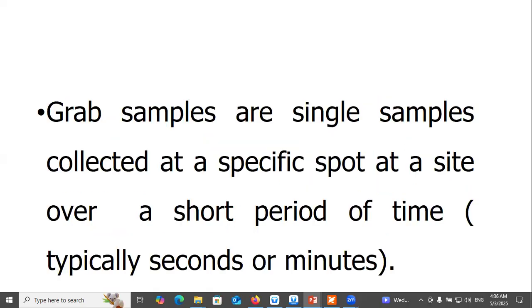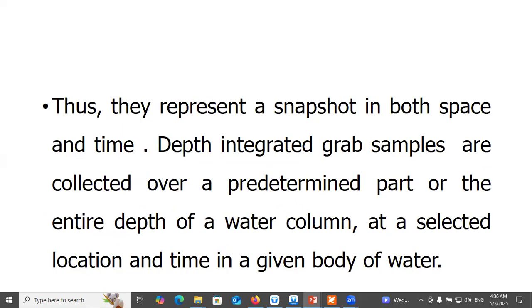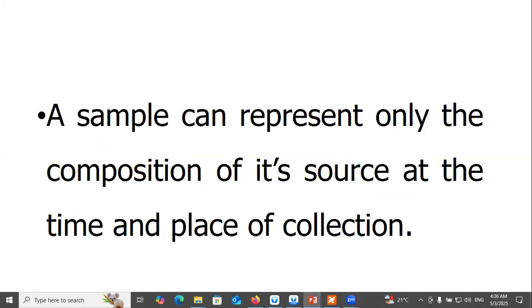Grab samples are single samples collected at a specific spot at a site over a short period of time, typically seconds or minutes. Thus, they represent a snapshot in both space and time. Depth-integrated grab samples are collected over a predetermined part or the entire depth of the water column at a selected location and time in a given body of water. A sample can represent only the composition of its source at the time and place of collection.